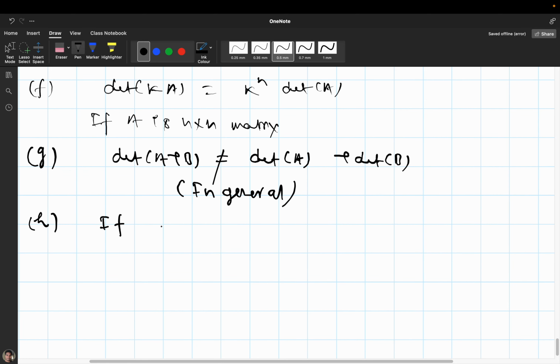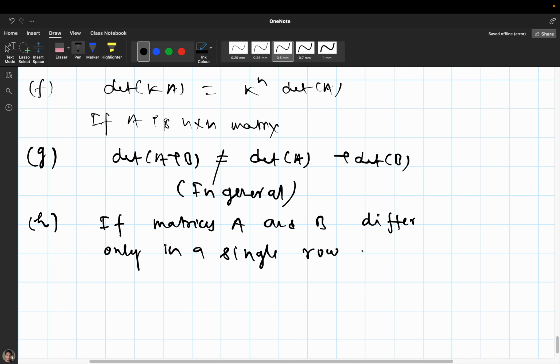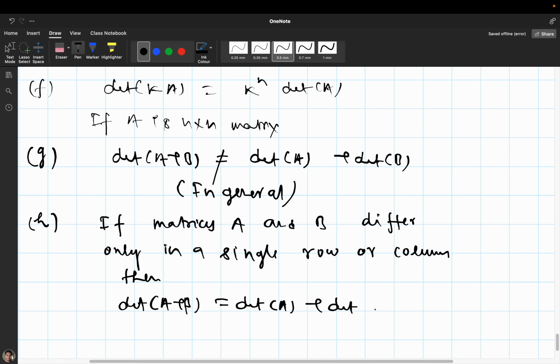When matrices A and B differ only in a single row or column, then the determinant of A plus B will be equal to the determinant of A plus the determinant of B.